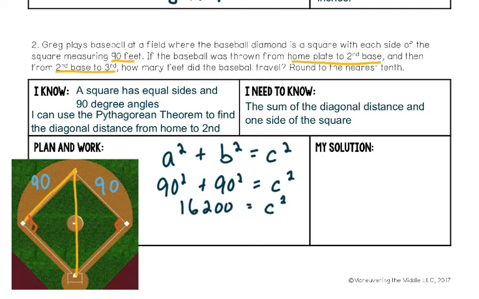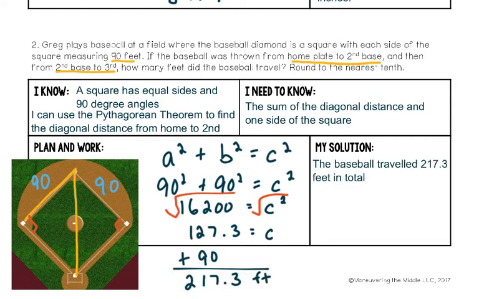I want to know what just c equals, so I need to get rid of that squared. So I'm going to do the inverse operation of squared, which is to take the square root of both sides. Since the square root of 16,200 is an irrational number, I'm going to round to the nearest tenth, and I got 127.3 is the length of the diagonal. The question was asking me for the sum of the diagonal distance and one side of the square, since the baseball was thrown from home to second and then from second to third. So I need to add on that 90 feet distance. So I know that in total, the baseball traveled 217.3 feet.